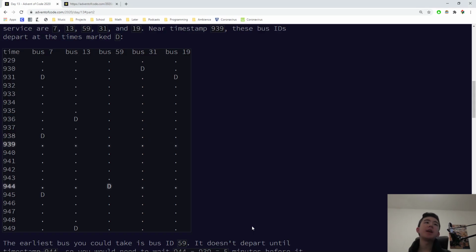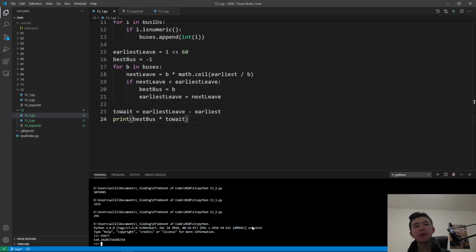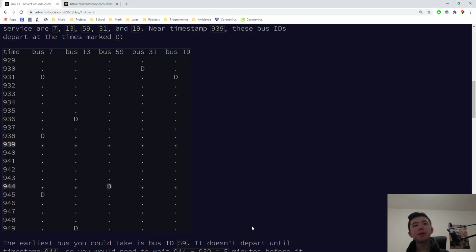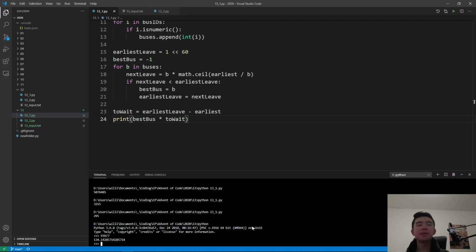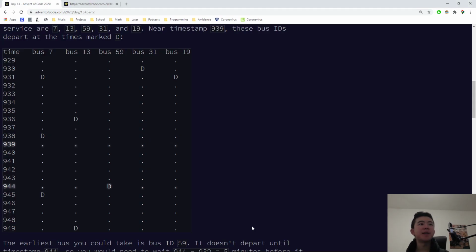So we take 939 divided by 7 and take the ceiling, the smallest integer that's greater than the division, because the divided number might not be an integer. Then we take the smallest multiple of 7 that's greater than 939 by doing 135 times 7, and we get 945. So 945 is the earliest we could take bus 7.